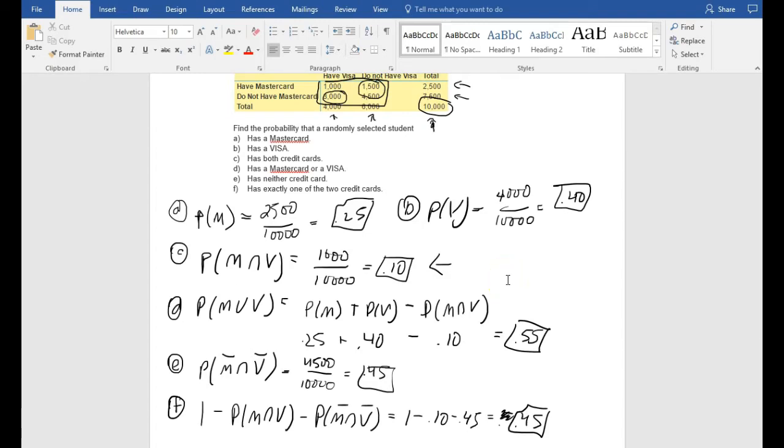So that's us solving for elementary probability on the worksheet. Let that soak in, and we're going to start on conditional probability in the next video.